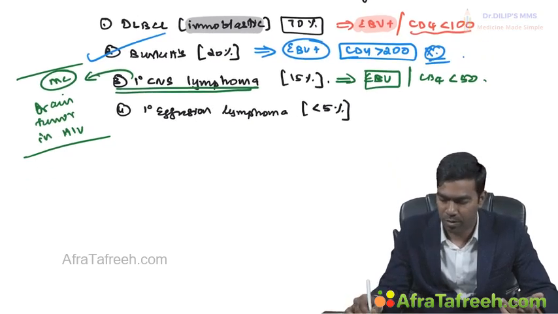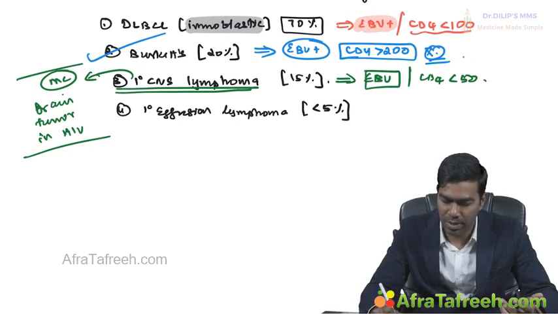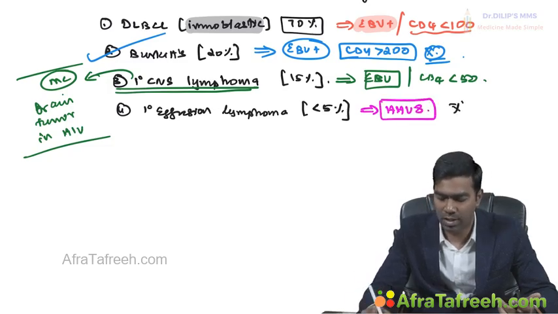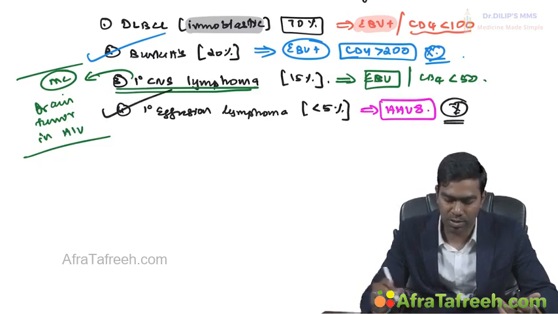Very important point. And primary effusion lymphoma, typically it is HHV8 driven. Clear? HHV8 driven. It is associated with HHV. You can write with a different color maybe. So this is typically HHV, human herpes virus 8. HHV8 driven. That's again very important. Primary effusion lymphoma is HHV8 driven.